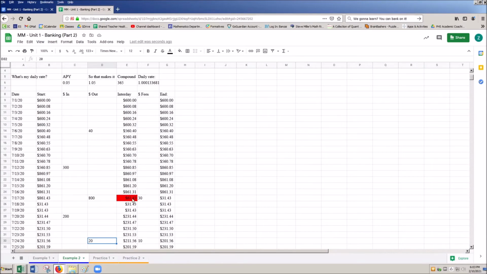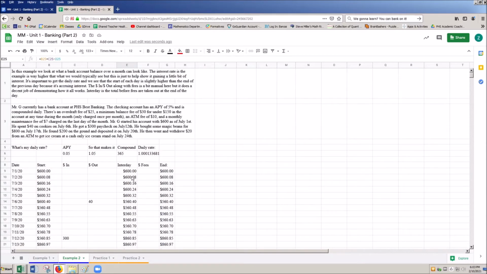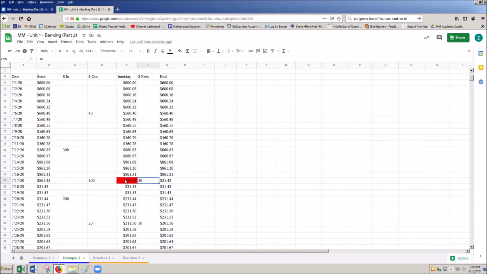I have one value highlighted in red here, and the reason I've highlighted it in red is that this is the first time in the month that I've dipped below my monthly minimum balance. My monthly minimum balance here, again, was $150 if I remember correctly. Yep, so a $30 fee if I have less than $150 here. And that's where I add a $30 fee in here.